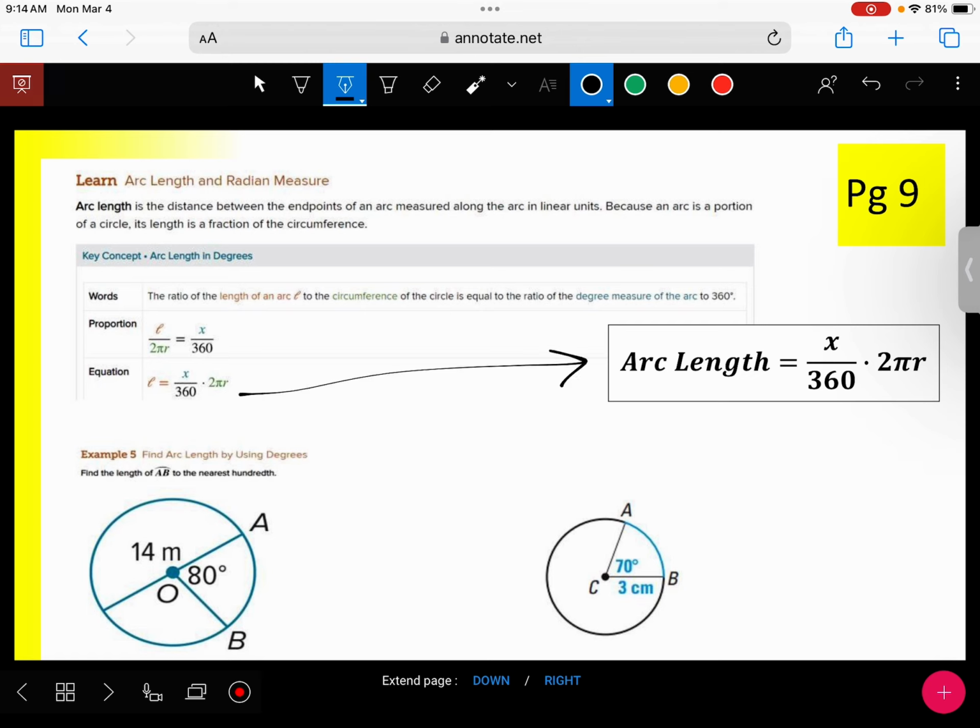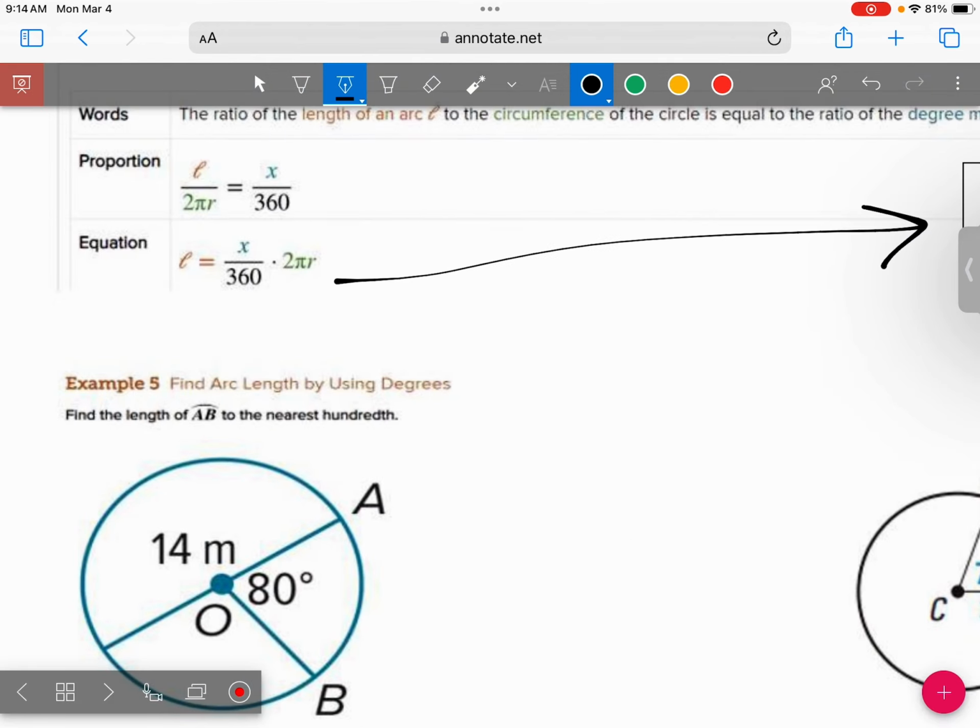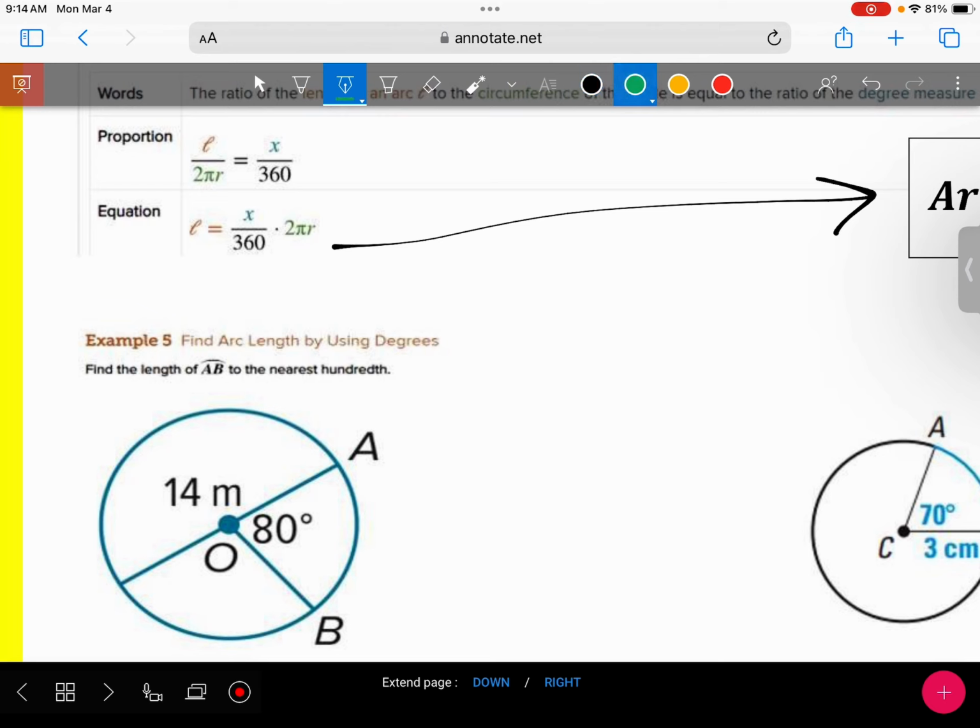So to find arc length, you need to know two things. You need to know the angle measure, and you need to know the radius. And then you're just typing it in your calculator. So they want us to find the length of AB. That would be this piece. That's what they want us to know, this little piece. So the first thing we have to figure out is what is the radius.